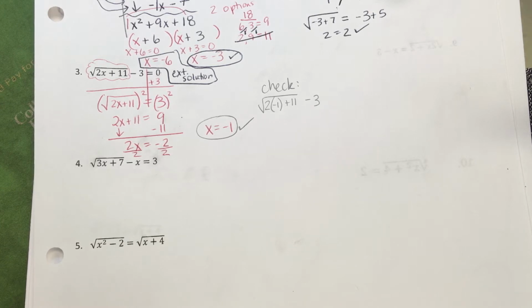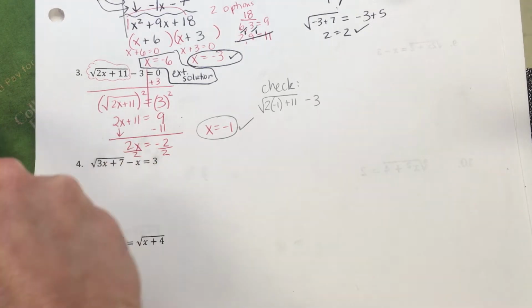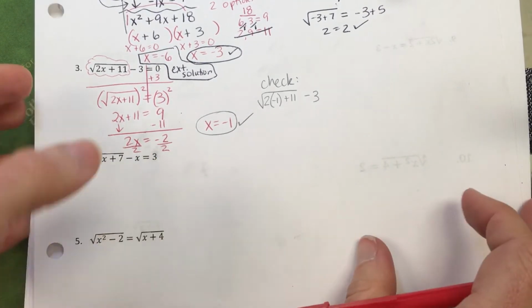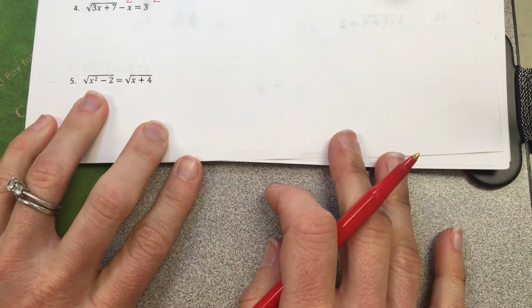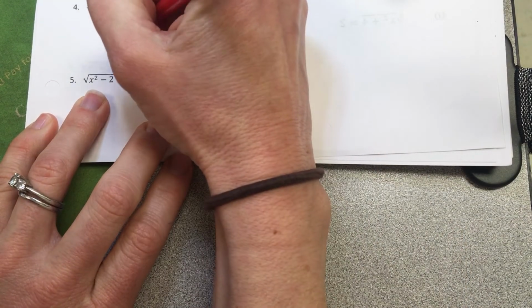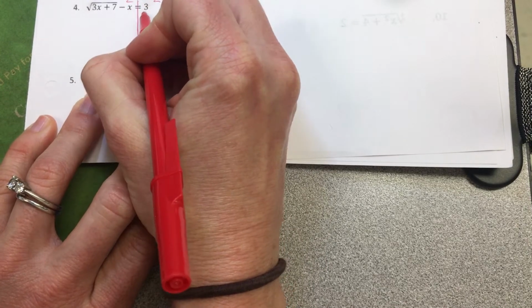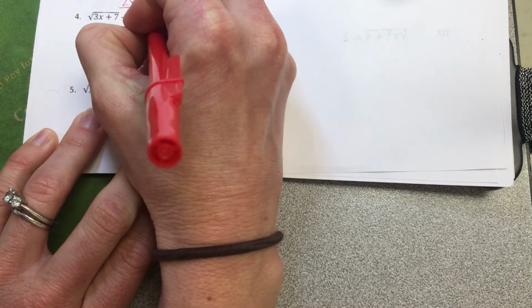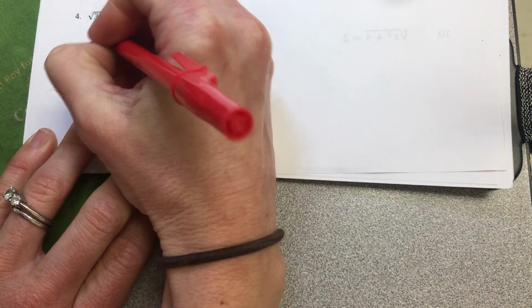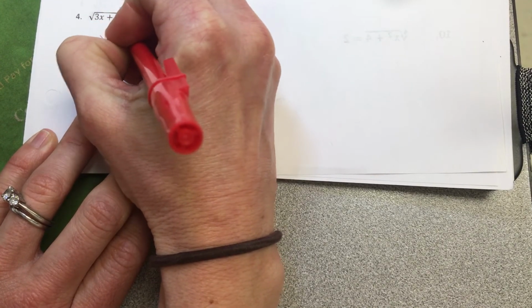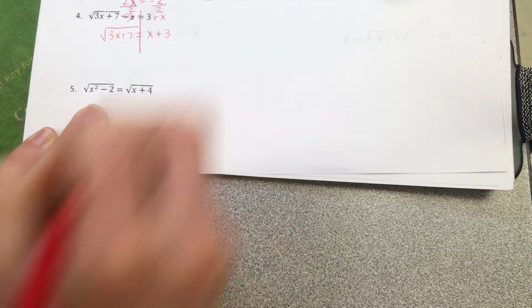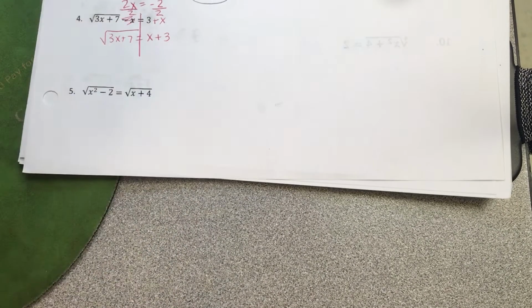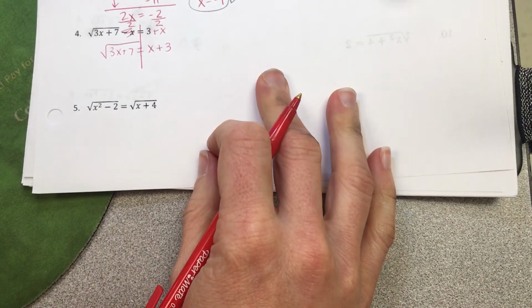Anybody else? Okay, number 4. Anybody have an idea on what we should do first? Move the x. Okay, move the x. It's -x. So when it crosses the line, it becomes plus x. Okay, so we're left with square root 3x plus 7 equals, I'm going to write it as x plus 3. Doesn't really matter what order you write it in. Okay.